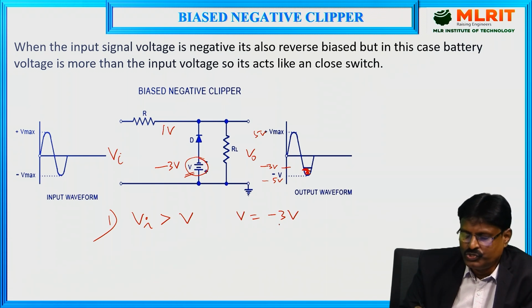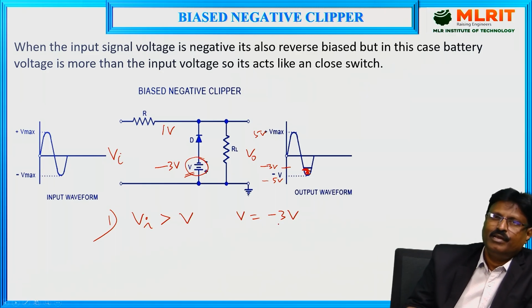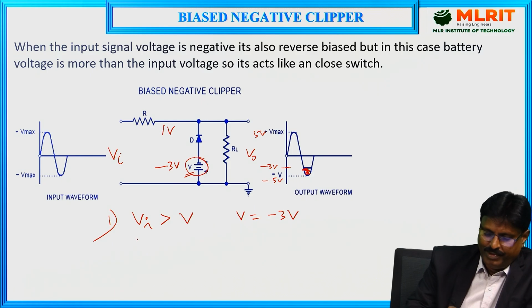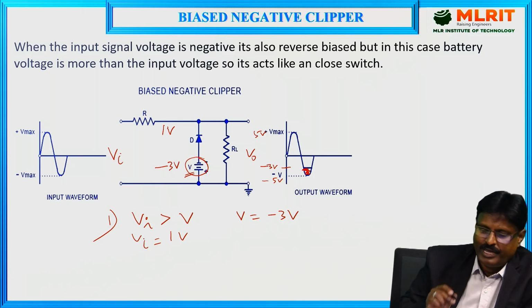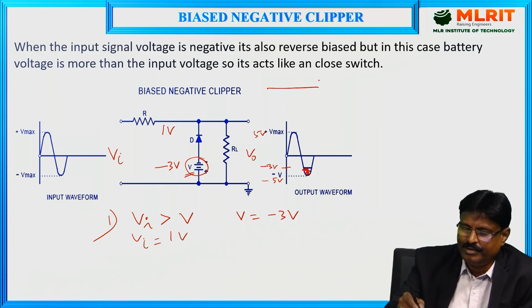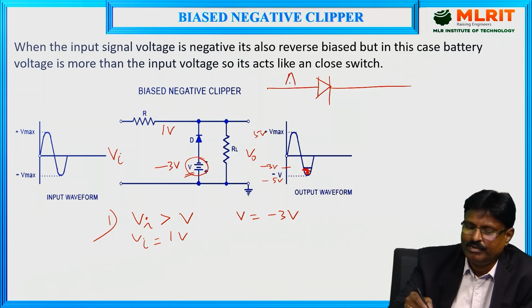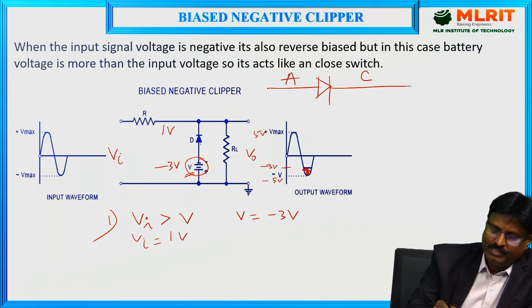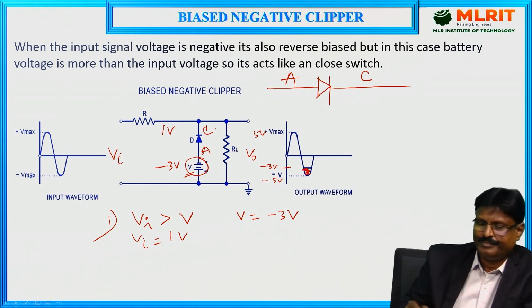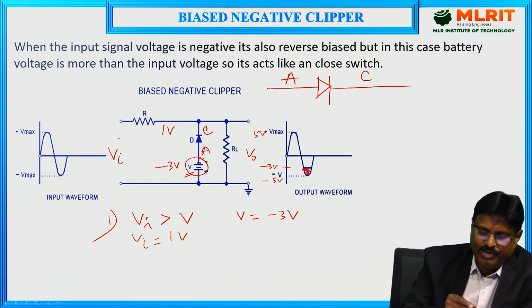Minus 2 is also greater than minus 3, and 0 is also greater than minus 3. Here, as an example, I am taking Vi as 1 volt. Once again I am drawing the diode. This is the anode and this is the cathode. The cathode is connected to the input.